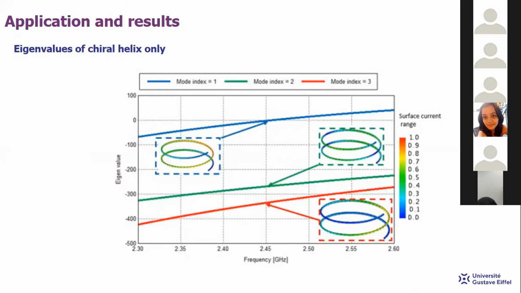Here are the results given by CMA of the chiral helix only. We represent here the first three modes. Mode 1 is resonating. It goes from electric to magnetic energy, and we have resonance at 2.45 gigahertz. The second mode and the third mode are non-resonating modes. Here we have the current distribution of mode 1, mode 2 and mode 3, and these currents are normalized to the maximum.